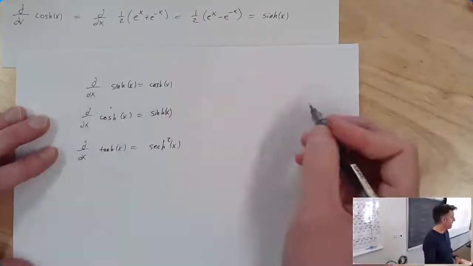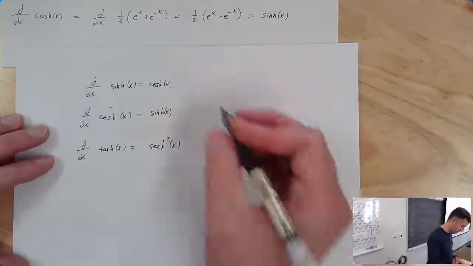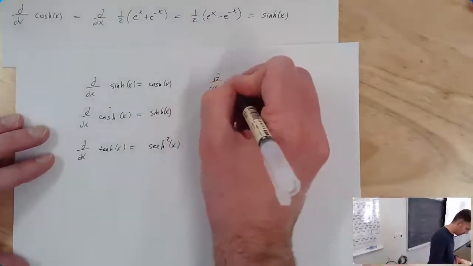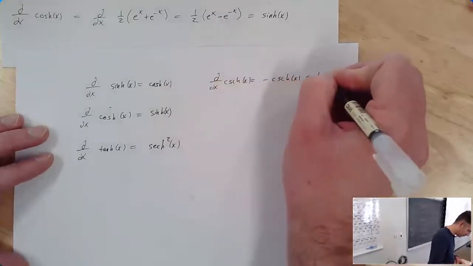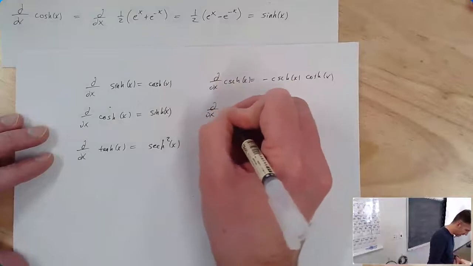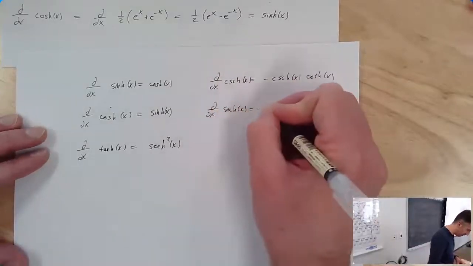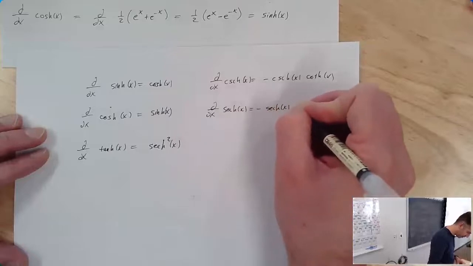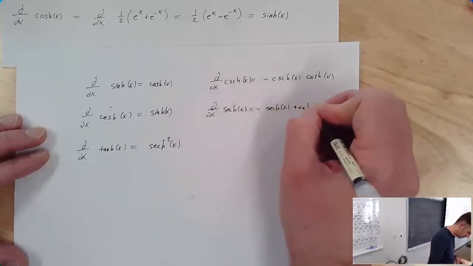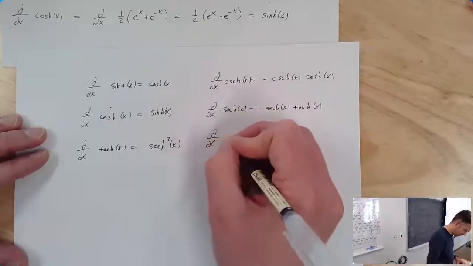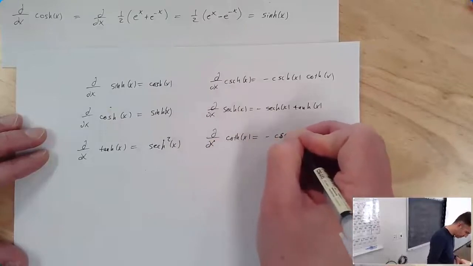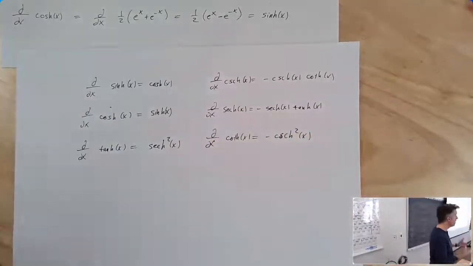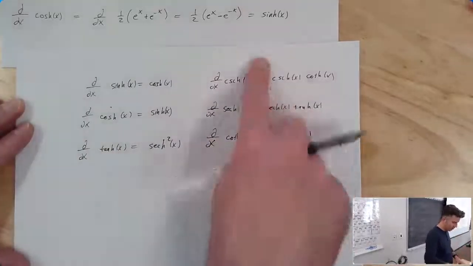And then all the ones on the right hand side are exactly what you think they should be, except they're all negative. So the derivative of hyperbolic cosecant is in fact negative hyperbolic cosecant hyperbolic cotangent. The derivative of hyperbolic secant is not positive, it is negative hyperbolic secant hyperbolic tangent. And the derivative of the hyperbolic cotangent is the negative hyperbolic cosecant squared. Almost exactly the same as the trig derivatives, but not quite. All these ones are positive, all these ones are negative.